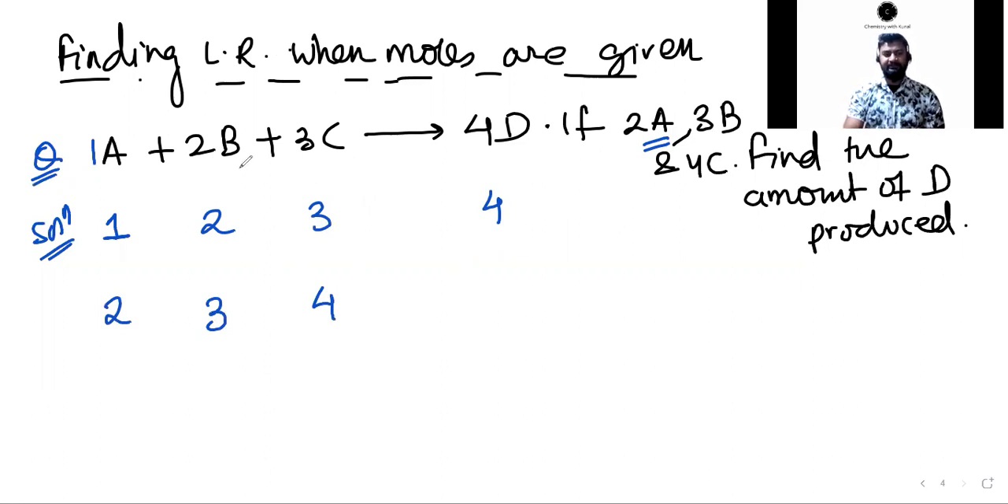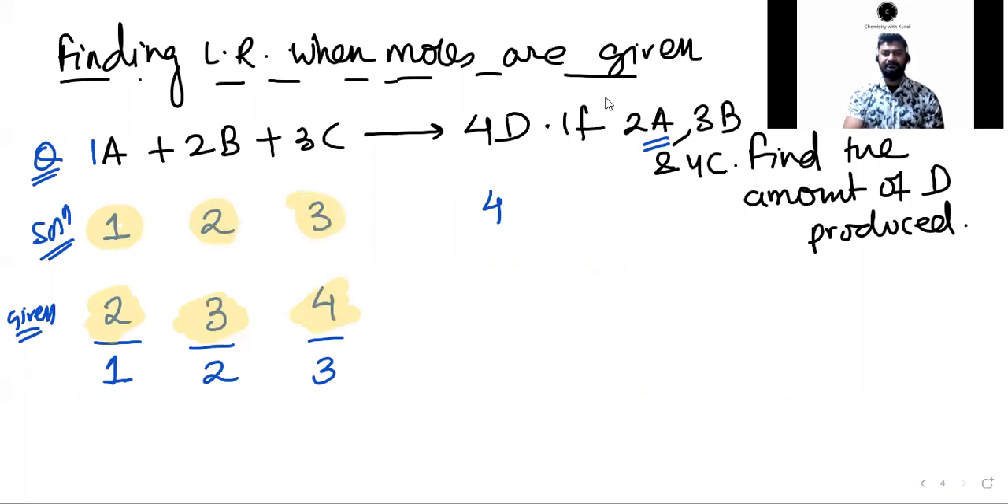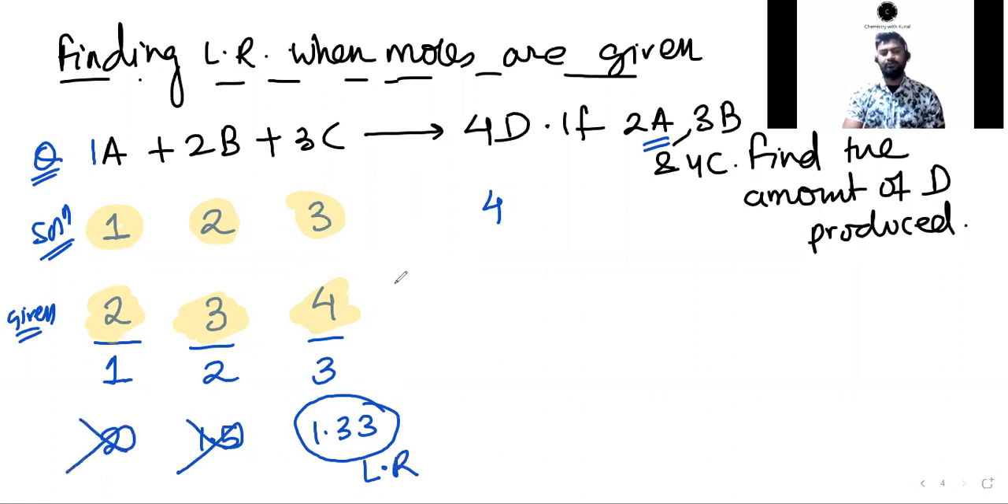Now divide the given moles by the stoichiometric moles. So 2 by 1, 3 by 2, 4 by 3. So what are we doing actually? We are dividing these numbers with the stoichiometric moles. Okay, so do that please. After that, you will get some values: 2, 1.5, 1.33. Whichever is the lowest ratio, that is your limiting reagent. Finished. Rest are useless.